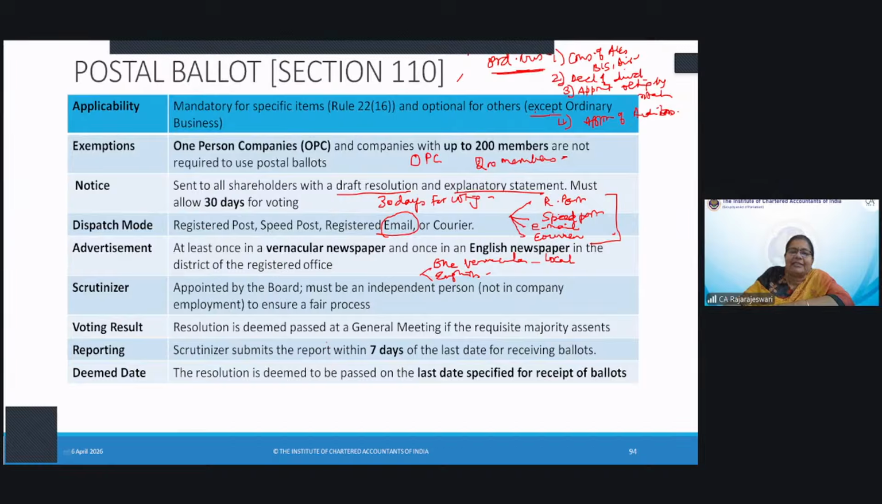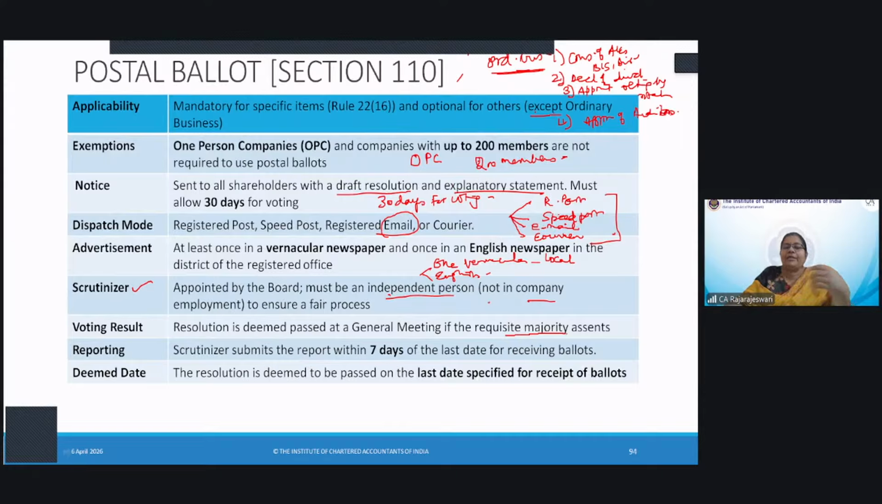Definitely, mandatorily, a scrutinizer should have to be appointed for the postal ballot because he should only count the votes and he should have to give his report. So, a scrutinizer mandatorily should have to be appointed and he should be an independent person, not in employment, not to be connected with the company in any way to ensure a fair process. So wherever the requisite majority is there, that resolution is deemed to have been passed.